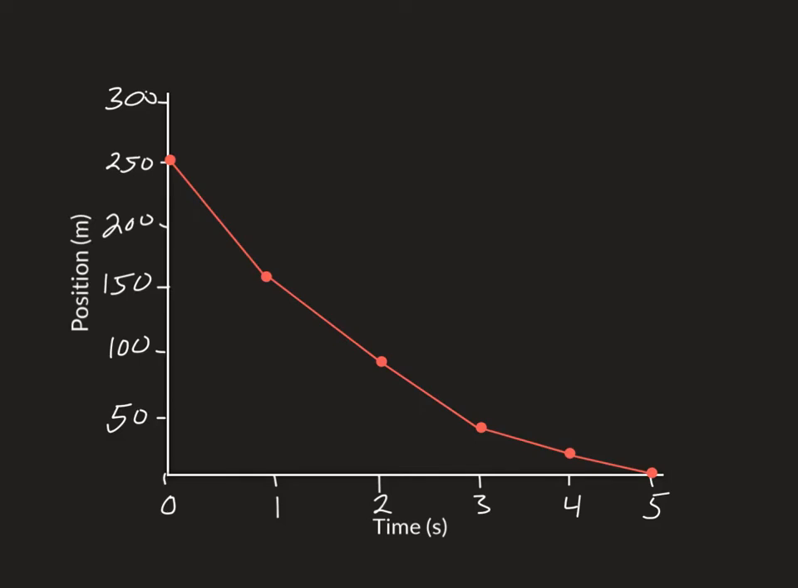Next, we want to figure out whether the object is speeding up or slowing down. To do that, we look to see how the slope changes. If the slope becomes steeper and steeper and steeper, then I have an object speeding up, which is what we saw in the last one.